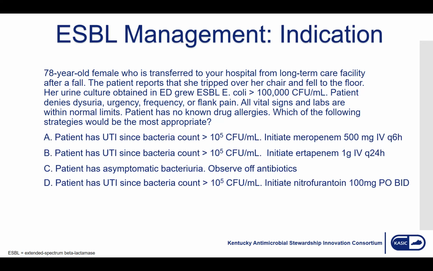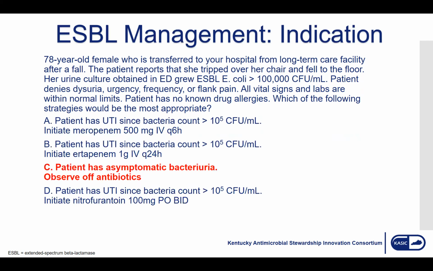And D, the patient has a UTI, but the symptoms seem mild, so I'm just going to initiate nitrofurantoin 100 milligrams by mouth BID. So let's take a moment to think about it. What would you do if you had this patient in front of you? And with that, I hope that everybody will see that the patient has asymptomatic bacteriuria. We can just observe the patient off antibiotics.